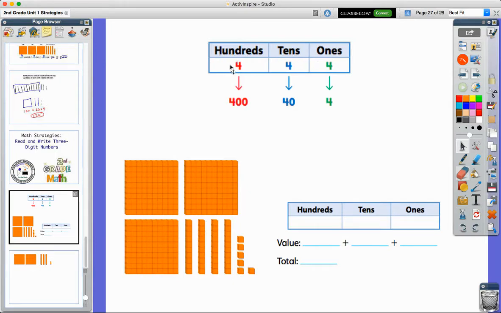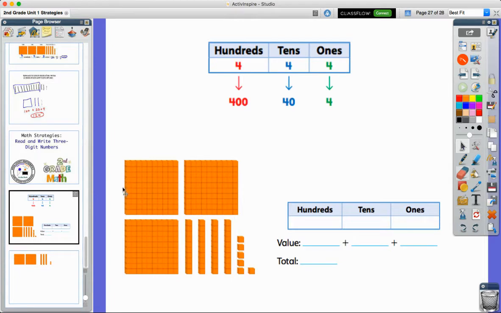And so we start by using that chart and thinking about if there are four groups of 100, four groups of 10, and four ones, then we start to think about what the value is. So the value of four groups of 100, or four hundreds, is, of course, 400. Or we know that four groups of 10 equals 40. And then, of course, in the ones place, whatever the digit is, that is its value. So 4.